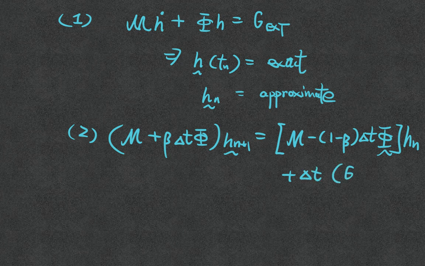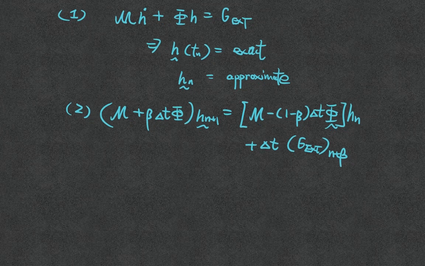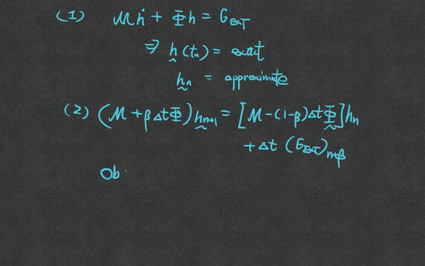Okay, so this gives us two sets of equations with two slightly different properties, right? Of course, our goal is to make them identical, but it is not. Okay, so I want to ask some questions for you to think about. There are some observations that are important.